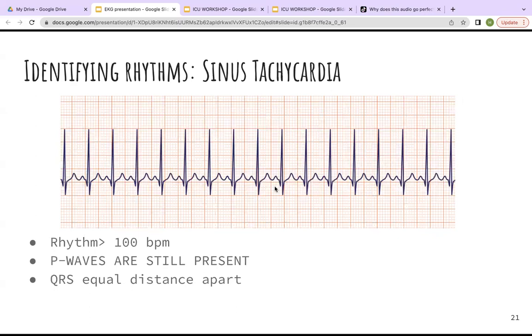All right, sinus tachycardia. Again, we're having our P waves, our QRS complexes are normal distance apart. It can mirror almost a normal sinus rhythm, but that rate is above 100 beats per minute. Emphasis, the P waves are still present. We'll have another rhythm come up next where it looks like sinus tachycardia, but our P waves are not present, and our QRS is still equal distance apart.